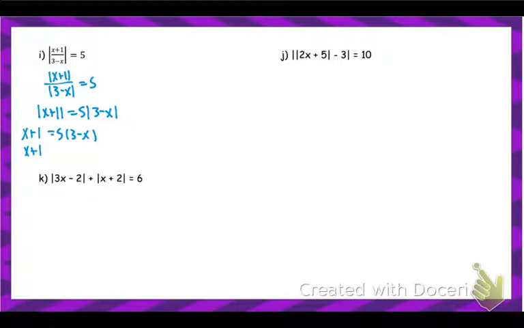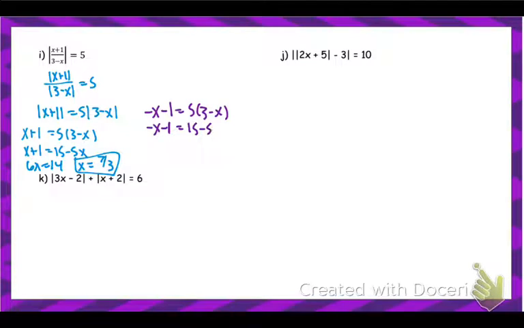So I end up with x plus 1 equals 15 minus 5x. 6x equals 14. And I'm just about out of space. I get x equals 7/3, which is a correct answer. The negative one, x equals 16 and x equals 4. And both of those answers do work, neither one's extraneous.